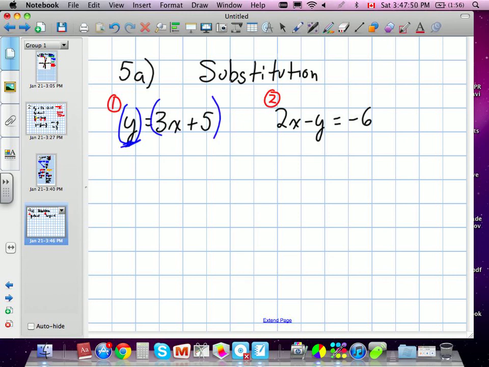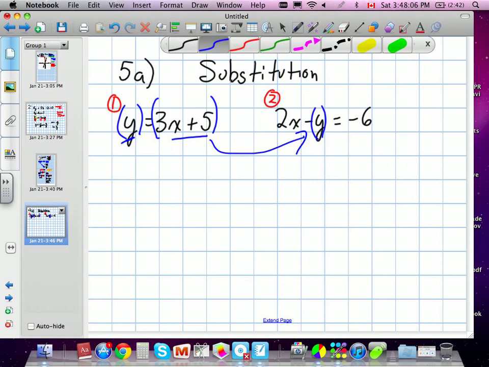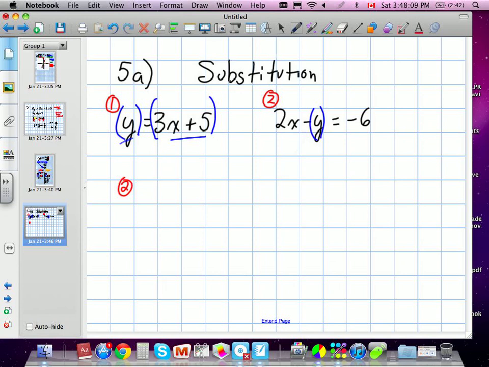Okay? What that means is, in equation 2, I can replace the y with that value because I know y is equal to it, according to this relationship. So I take my equation 2, I put 2x, subtract, and I replace y with 3x plus 5, which is equal to negative 6. Okay? Now technically there's a negative, so I have to apply this negative distributive property into both. I gotta multiply it by both.